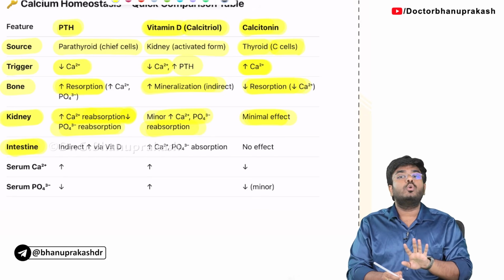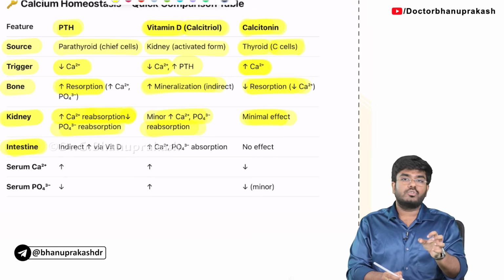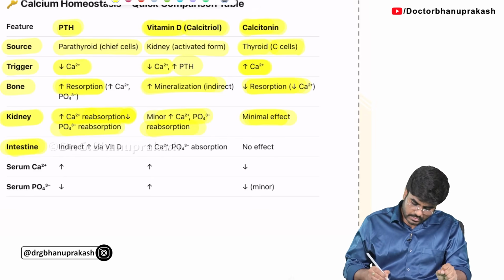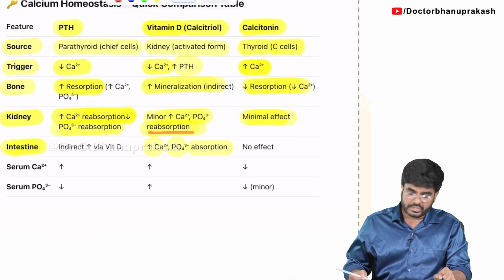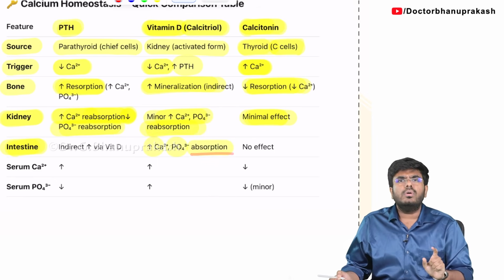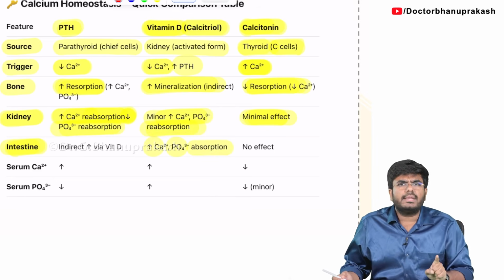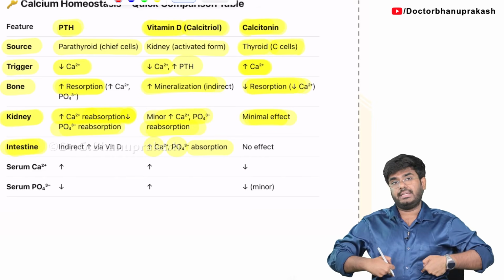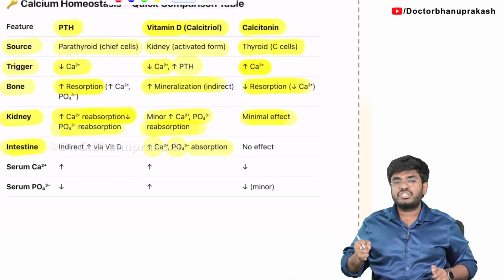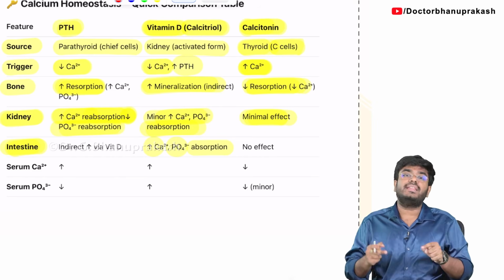Activated vitamin D, it will go to the GIT. Helps in the absorption of calcium and phosphates. So, this vitamin D increases the calcium and phosphate absorption. Don't confuse. Here the word is reabsorption. Here the word is absorption. So, the vitamin D, listen, vitamin D increases the calcium and phosphate absorption in the GIT, increases the calcium and phosphate reabsorption in the kidney.